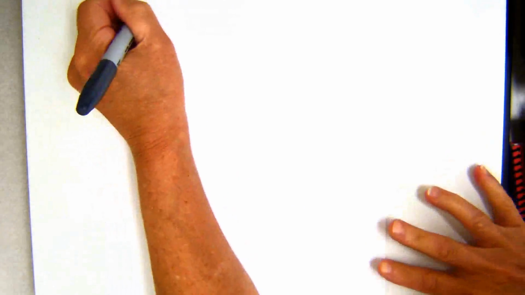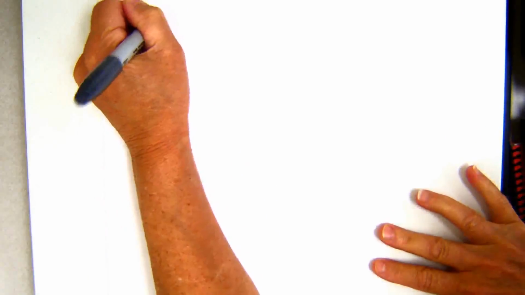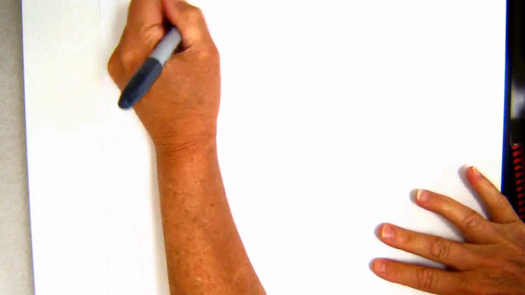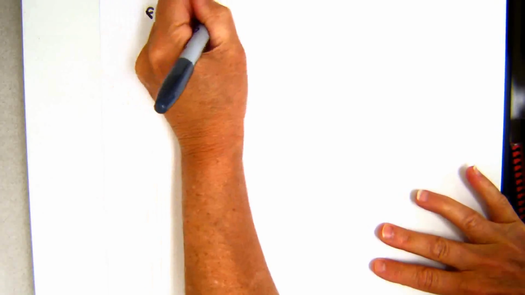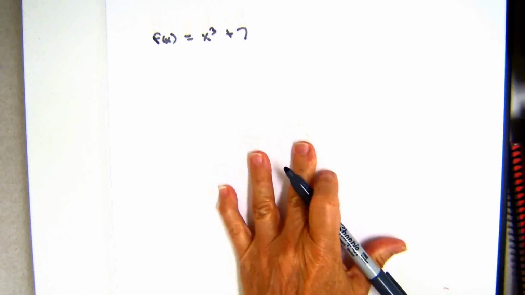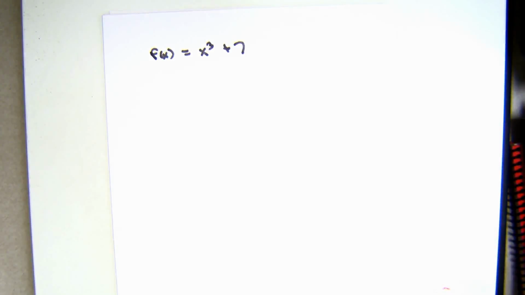Okay, we're going to do a problem that says define the inverse. Now, to have an inverse, a function must be 1 to 1. So suppose we have f of x is equal to x cubed plus 7. Now again, for a function to have an inverse, it must be 1 to 1. So this function is 1 to 1, and it has an inverse.